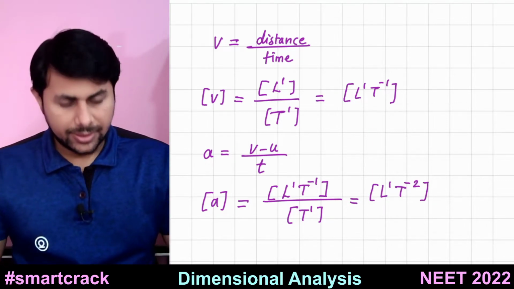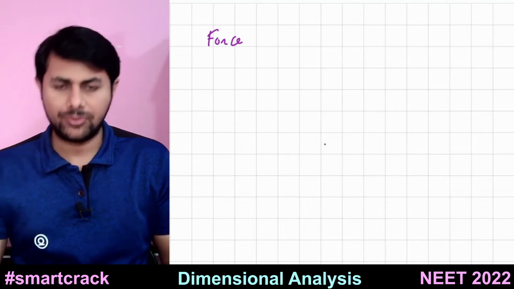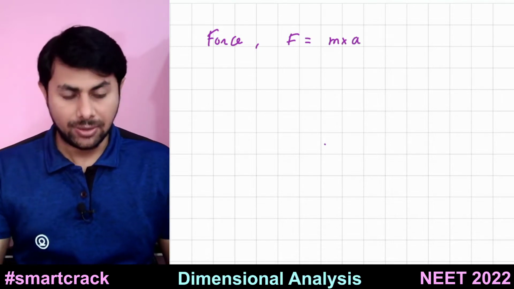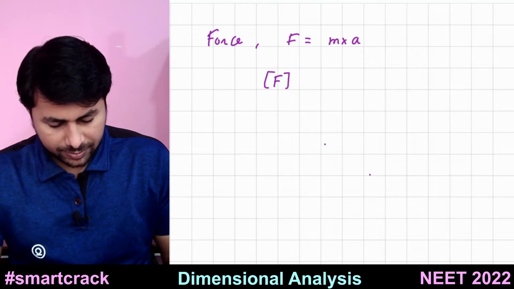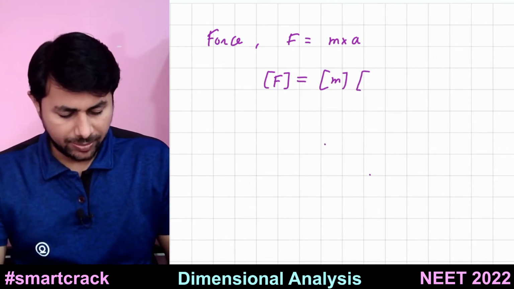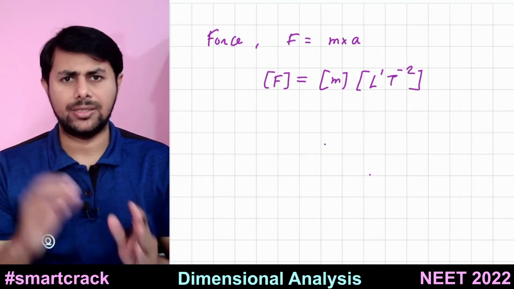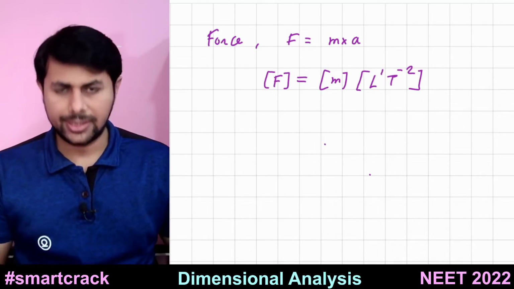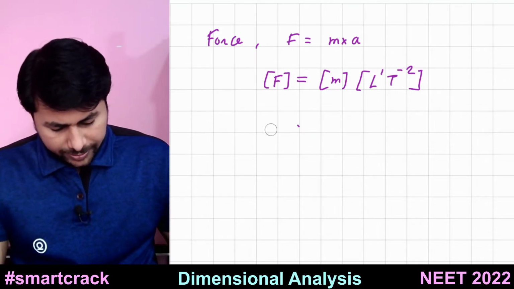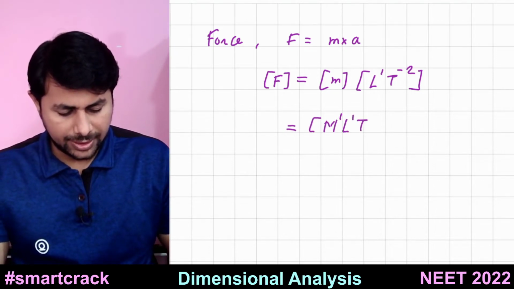Okay. After that, we need to know dimensions of two more quantities. One is force, and we know what is force. So, force is equal to mass into acceleration from Newton's second law. So dimensions of force are dimensions of mass multiplied by dimensions of acceleration. So dimensions of acceleration, now we know they are L raised to 1 T raised to minus 2. Okay, and what are dimensions of mass? Mass is again a fundamental quantity, so its dimensions are M raised to 1. So, dimensions of force are M1 L1 T raised to minus 2.